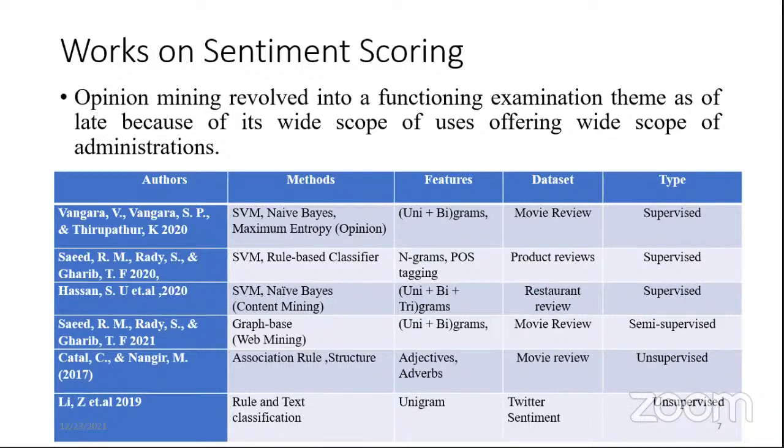As for their data sets, some authors took movie reviews, some took product reviews, some took restaurant reviews, and some took Twitter sentiments. Based on their classifications, they used several methods: SVM, Naive Bayes, graph based, association mining, and rule based mining. They have taken this as a sentiment scoring.